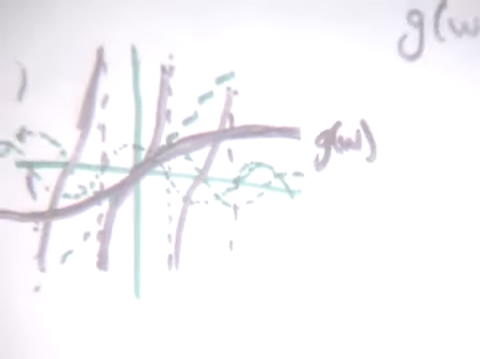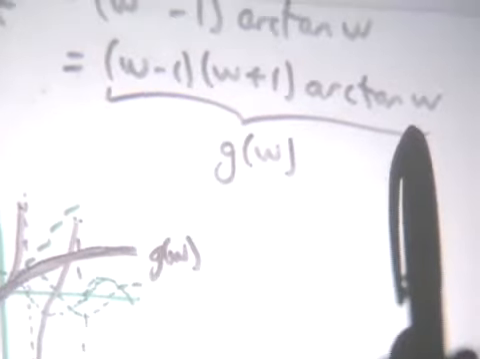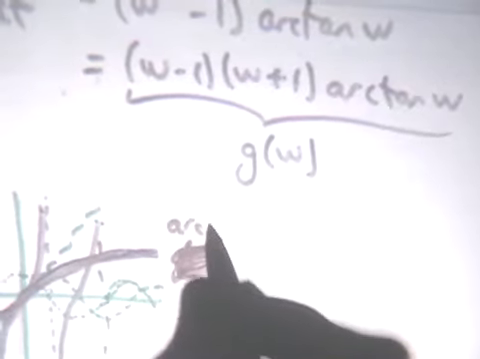Okay, so we went through all that work trying to avoid a calculator to remind ourselves that this has one root at w equals 0. It's positive when w is positive and negative when w is negative. I guess, excuse me, I labeled this badly. That's not g of w, this is arctangent of w.